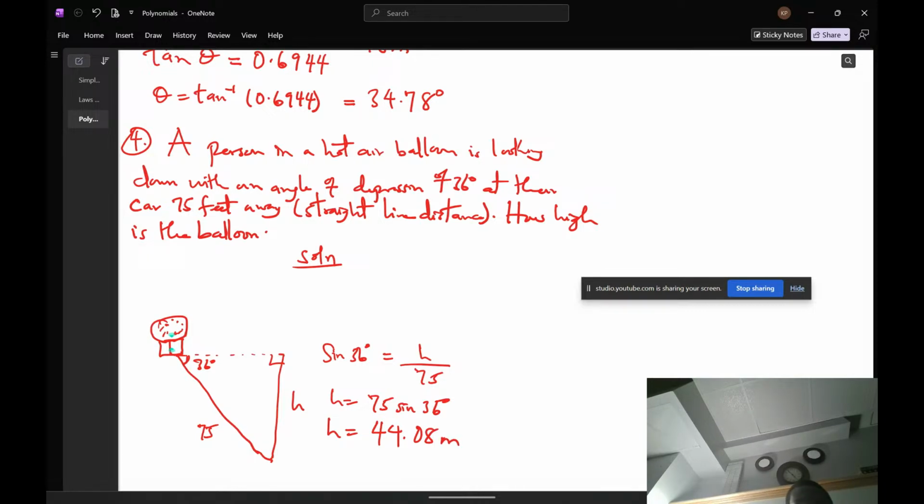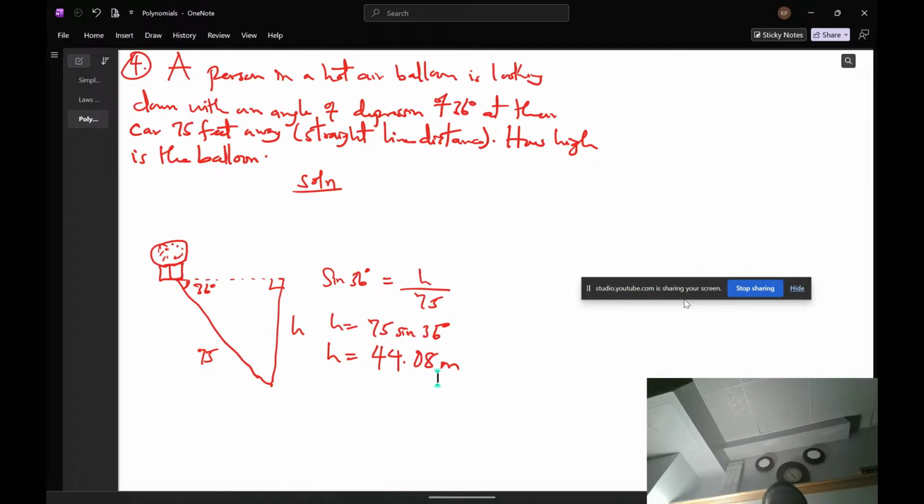44.08 feet. That's how high the balloon is. Okay. Sorry, my voice is kind of low. I'm just a little bit tired. So I'll do another one.